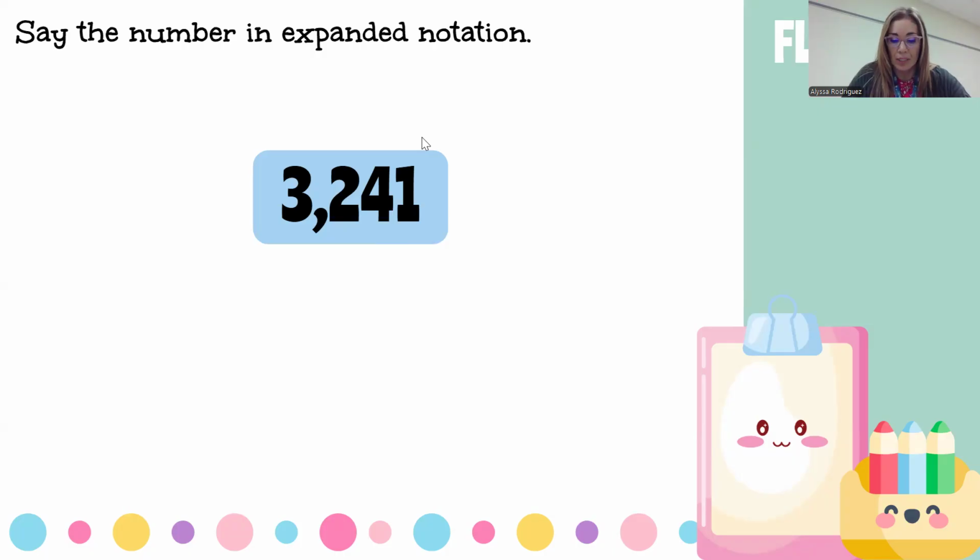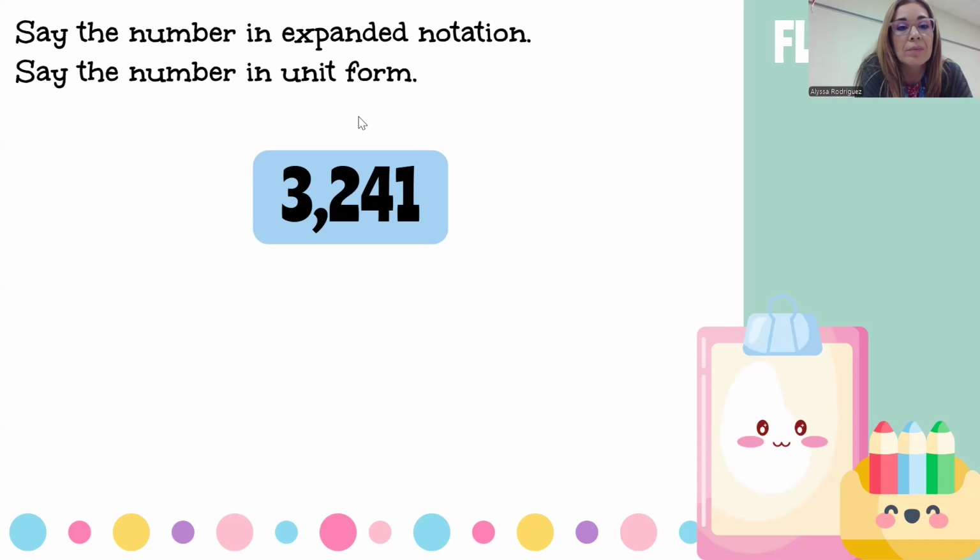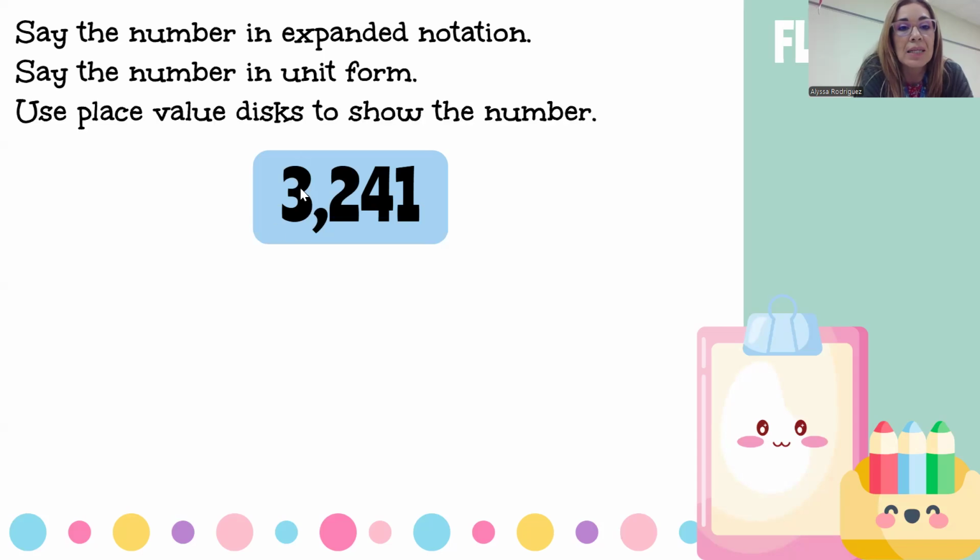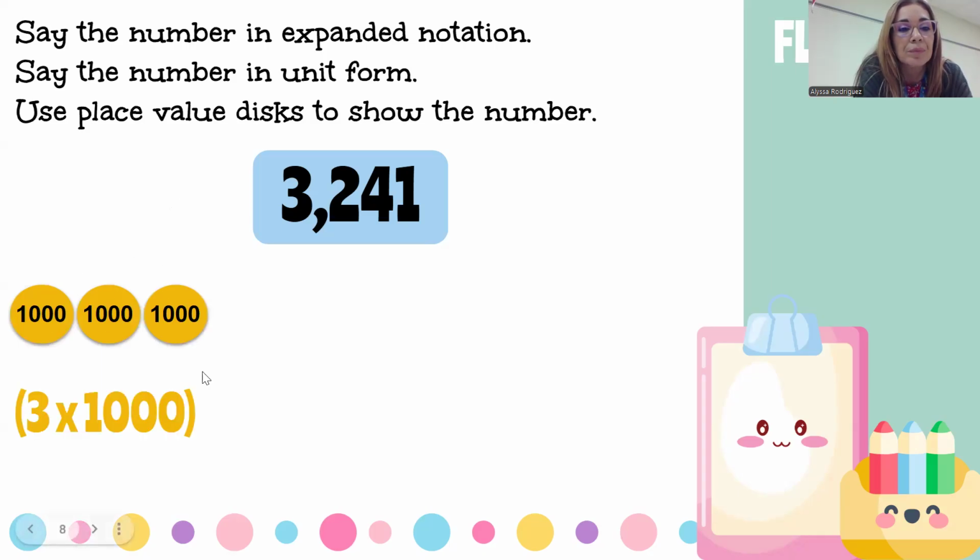Okay, if you need more time on it, pause the video now. And 3, 2, 1. Okay, so we have 3 in the thousands, 1,000, 2,000, 3,000. We have 2 in the hundreds, 100, 200.